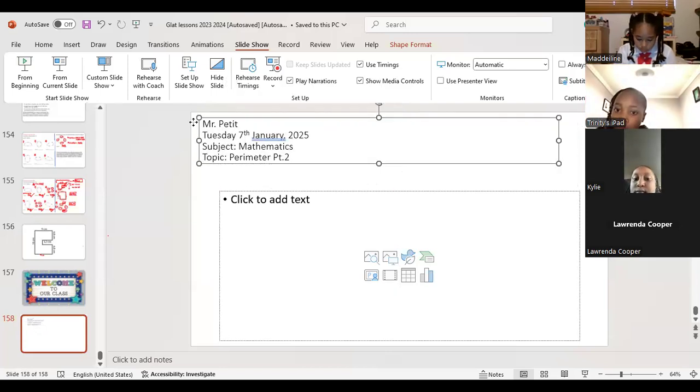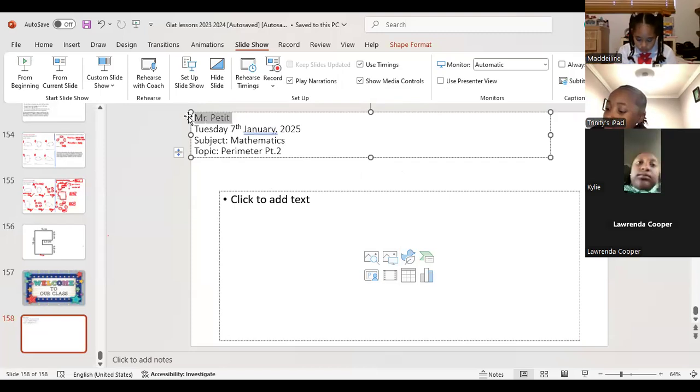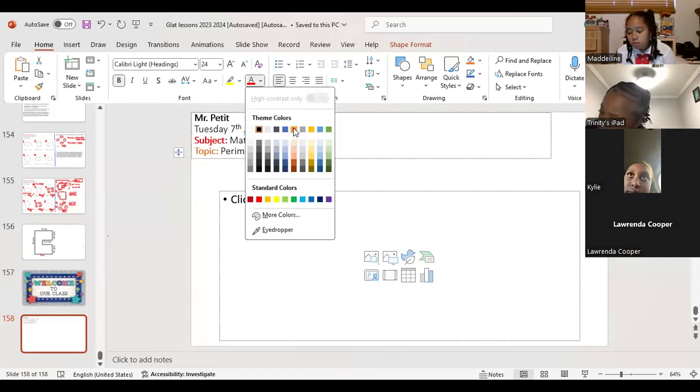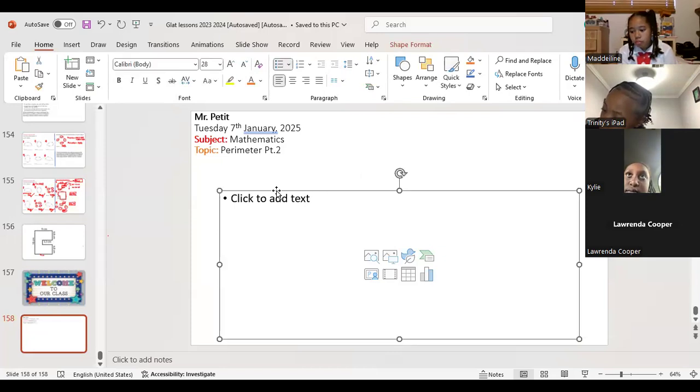In your own words, what do we mean when we say the perimeter of an object? What is that? The length of a shape. The length of a shape, inside or outside? Outside. Very good. It's the distance around an object, as we mean by the perimeter.